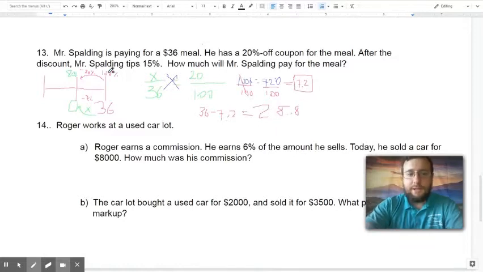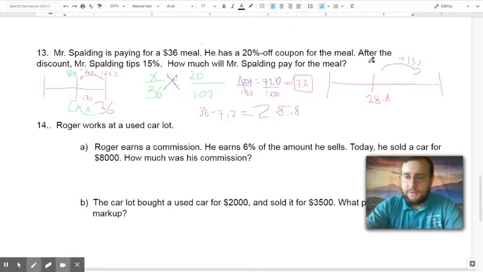But he tips. He gives a 15% tip. So now you have a second problem to solve. There are many points in this question, so make sure you take advantage of it. So you used to be at 28.8, all right? But now you're going to increase this by 15%. So you are adding 15% to the price because of it, right?